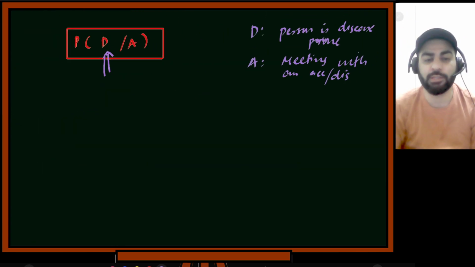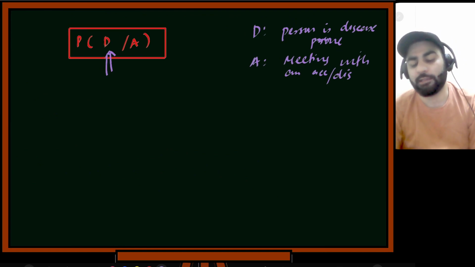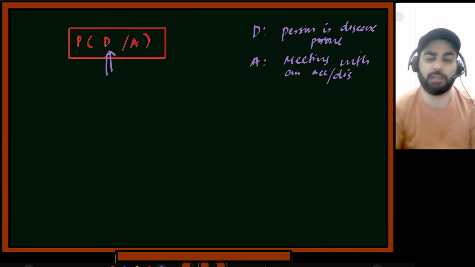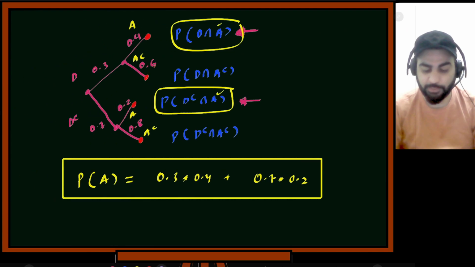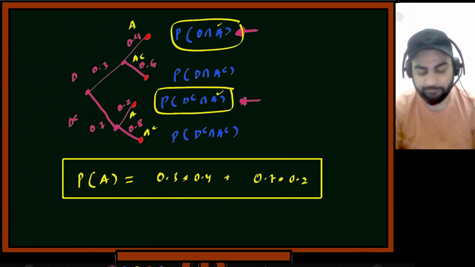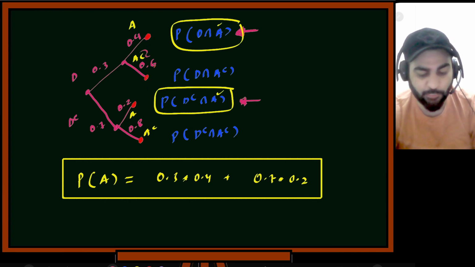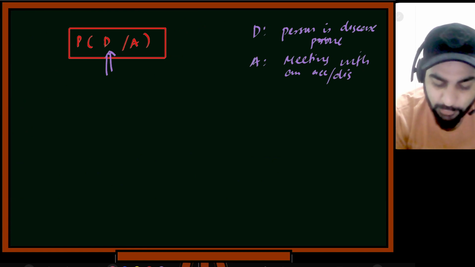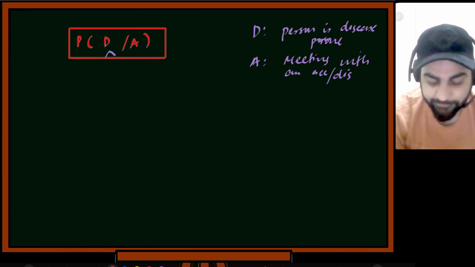So here the question was, if a new policyholder met an accident, what is the probability that he actually was from the disease prone or accident prone portion? So basically you have to tell me the probability, if he met an accident. So if you see this tree diagram over here, how to compute this?